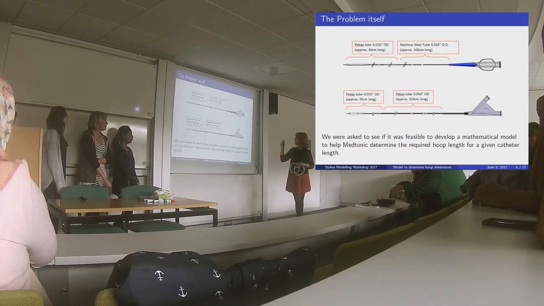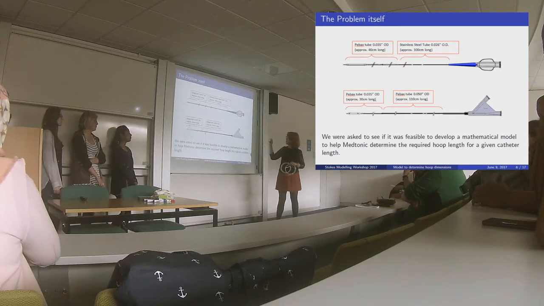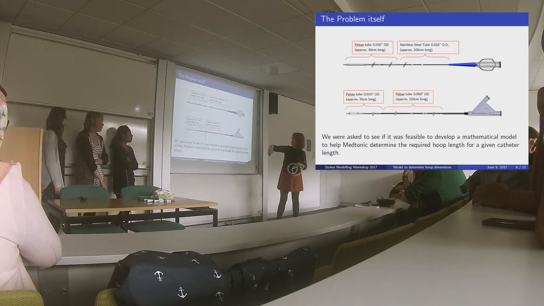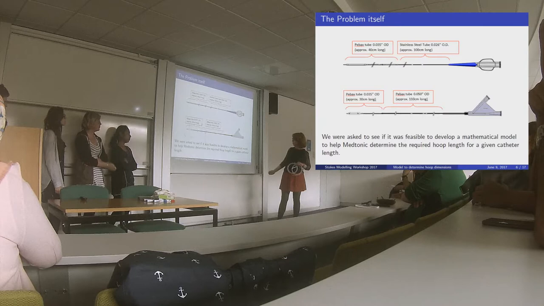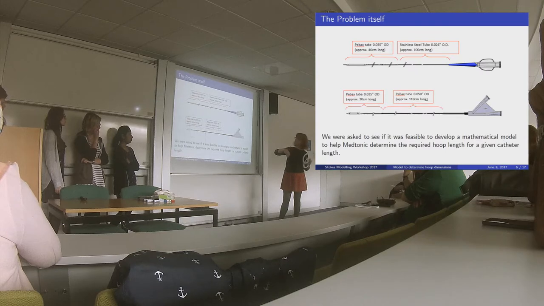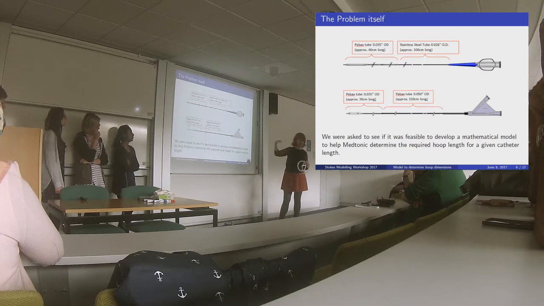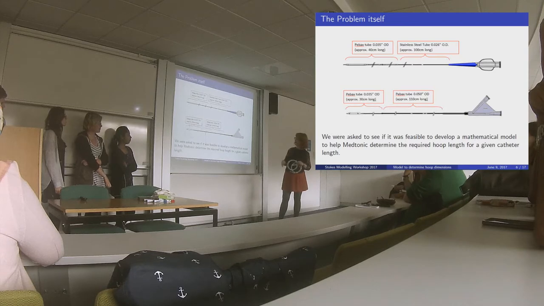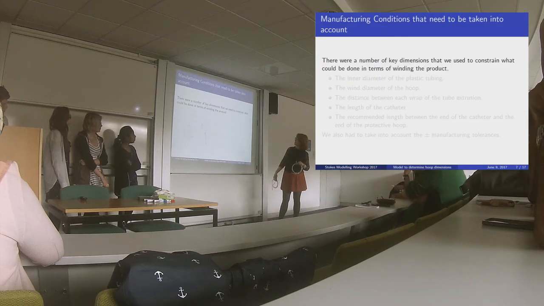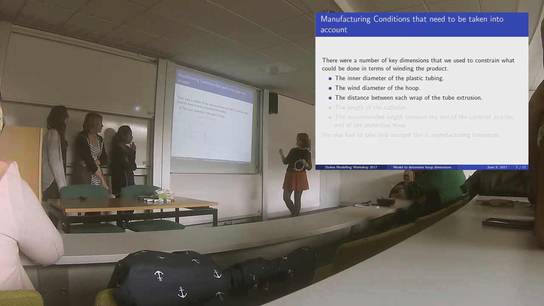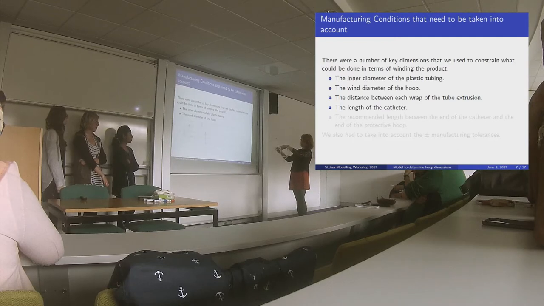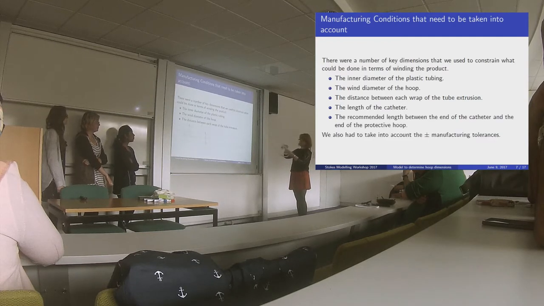The actual catheters are made of two materials. There's a stainless steel part and a more flexible plastic type material. The steel part is going to adhere mostly to the outside of the hoop, and then the plastic will tend towards the inner part of the tube. So what we have to consider is the dimensions of the plastic tube, the diameter of the actual hoop, and how many turns are in the hoop itself.